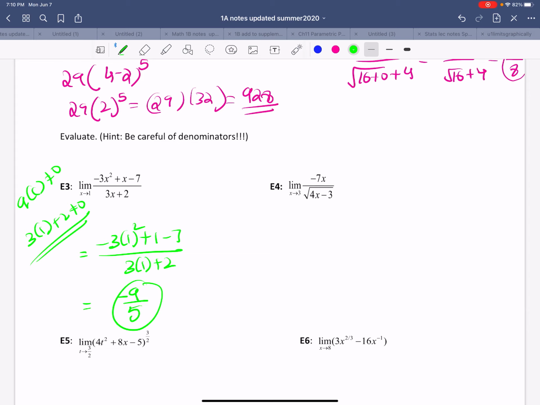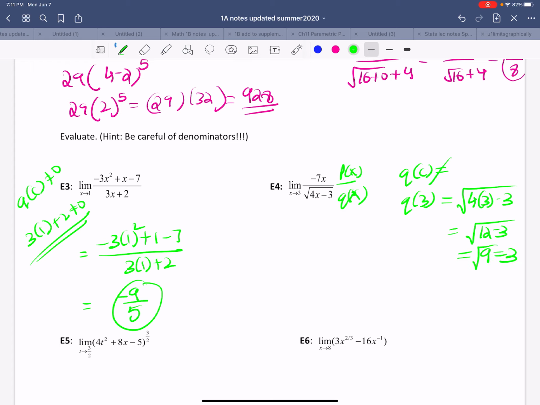Example number 4, again, I want to see if q of c is not 0, so that's going to be q of 3. This is my p of x and this is my q of x. Q of 3 would be the square root of 4 times 3 minus 3, which is 12 minus 3, the square root of 9, which is 3, and that's not equal to 0. So q of c is not equal to 0. That means I can evaluate the limit: this is going to equal p of c divided by q of c, which would be negative 7 times 3 divided by the square root of 4 times 3 minus 3.